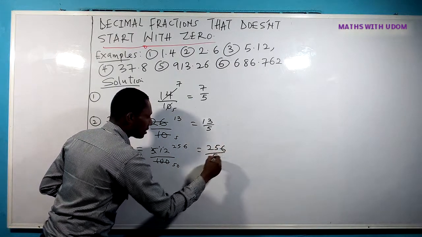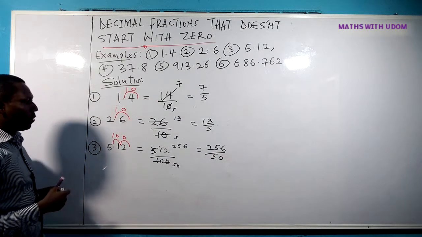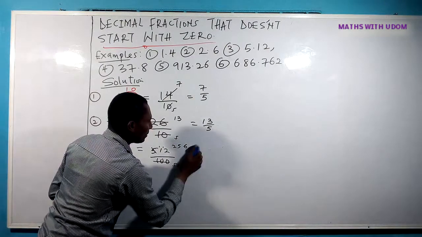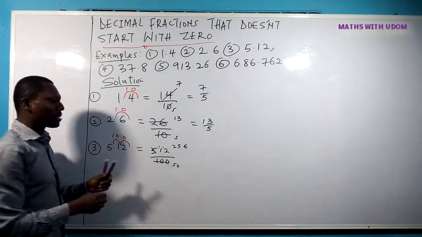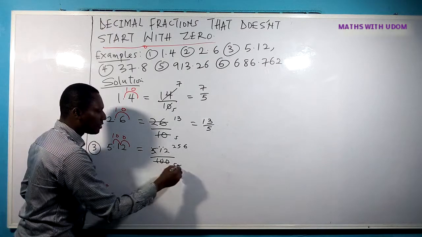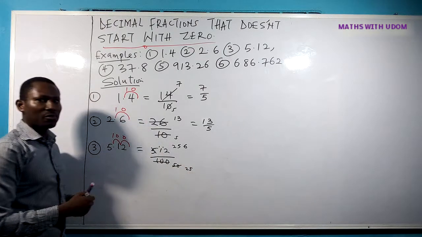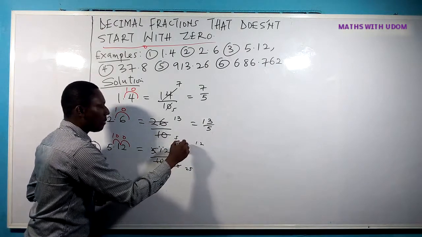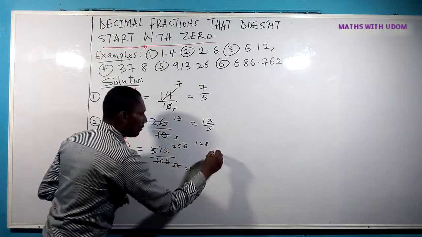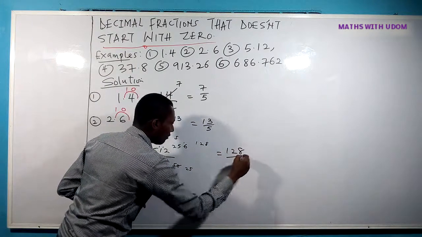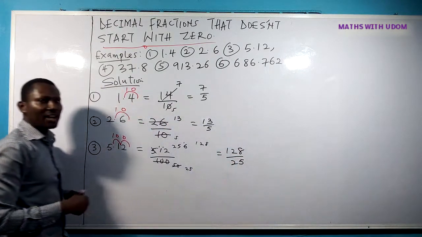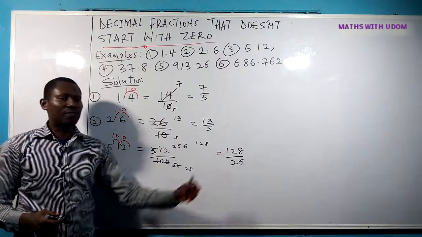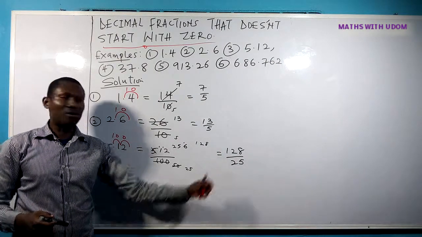256 divided by 50. We can still divide this number. 2 can go also. 2 in 50 is 25. 2 in 256 is 128. So we have 128 divided by 25. That is another improper fraction. Nothing is common again, so no number can divide through the numbers anymore. There's no other common factor.